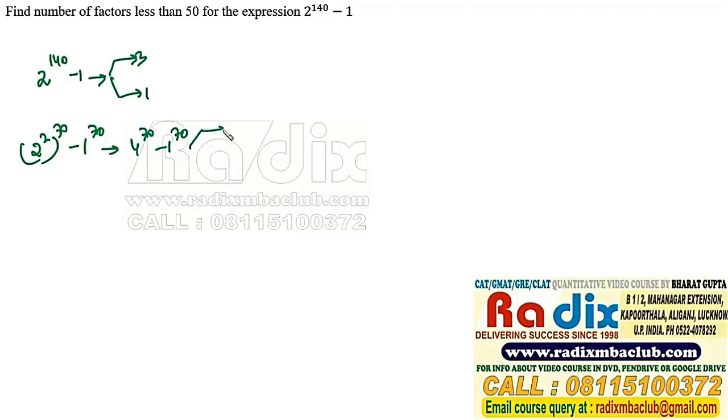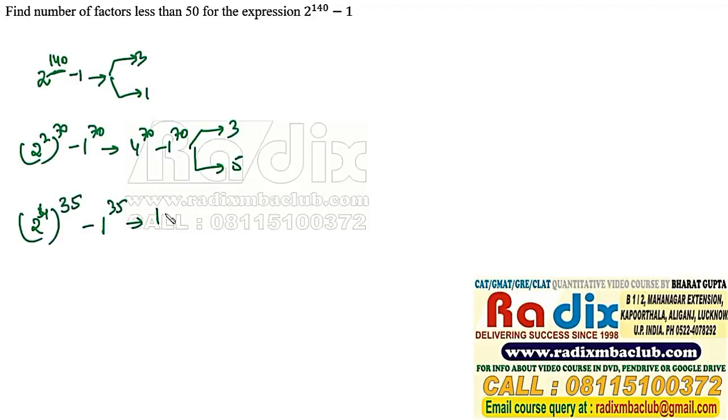Okay. Now this is a very easy question. Find the number of factors less than 50 for the expression 2 to the power 140 minus 1. So we'll apply the same process. 2 to the power 140 minus 1 is divisible by 3 and 1. Now we can write (2 to the power 2) to the power 70 minus 1 to the power 70. It is divisible by 4 to the power 70 minus 1 to the power 70, so 3 and 5. Then we can't write 3 here because 140 is not divisible by 3. We can write 4. 4 3s and 4 5s, 1 to the power 35.